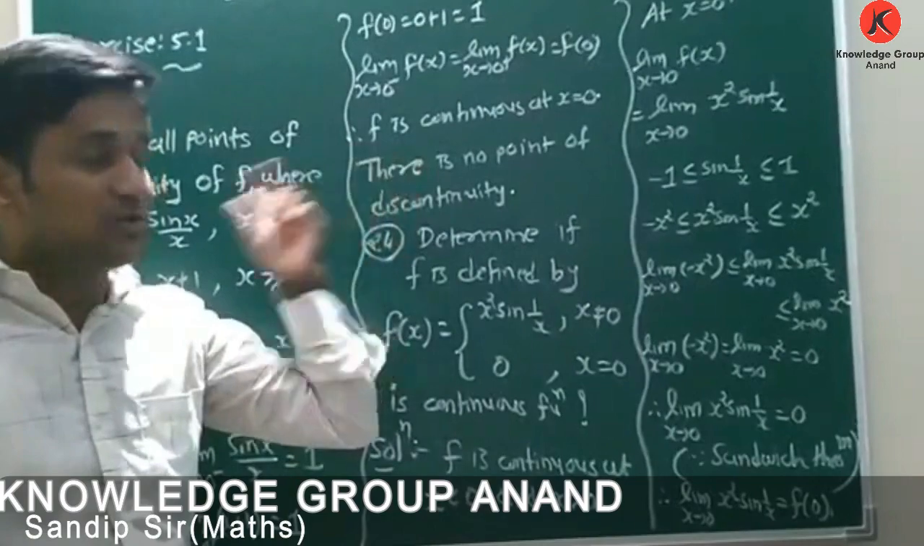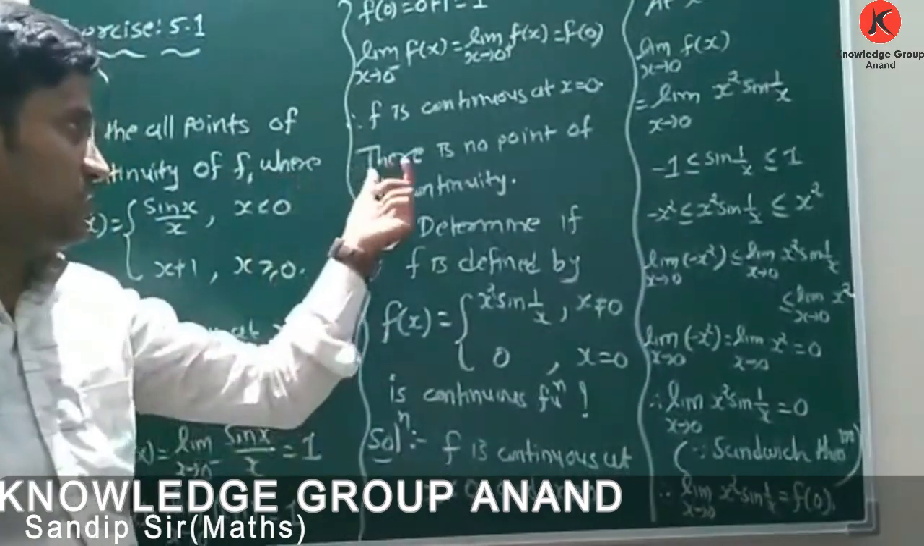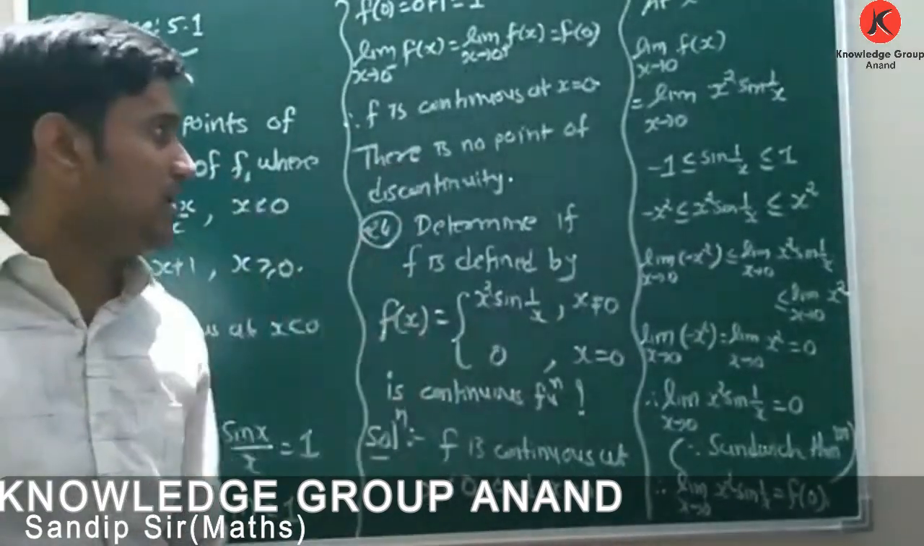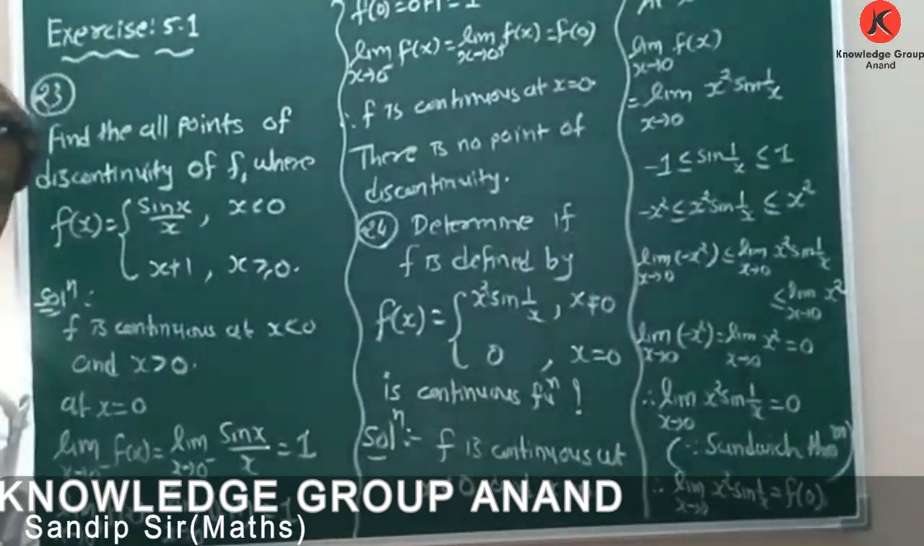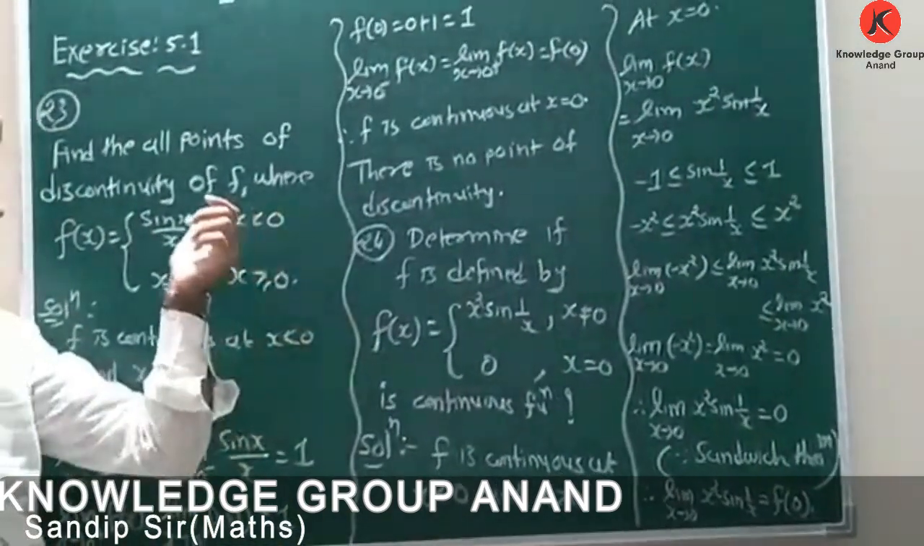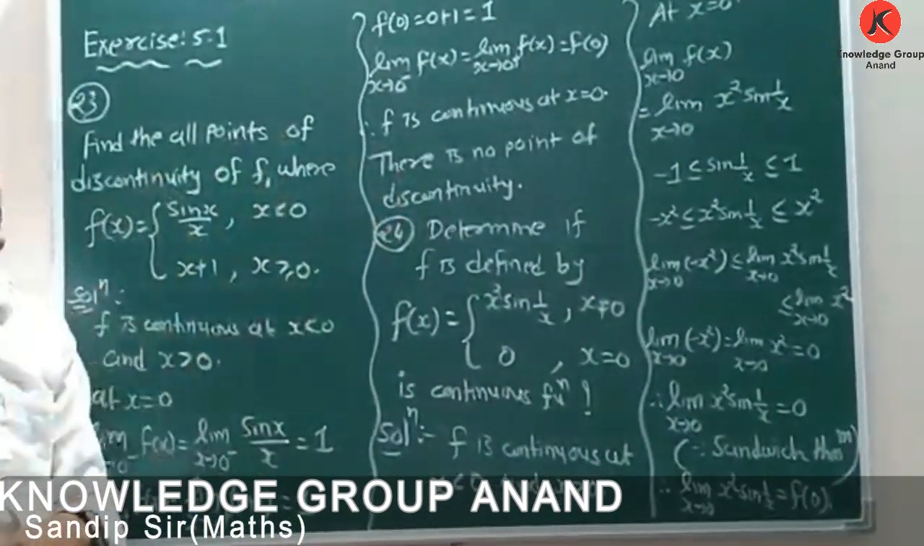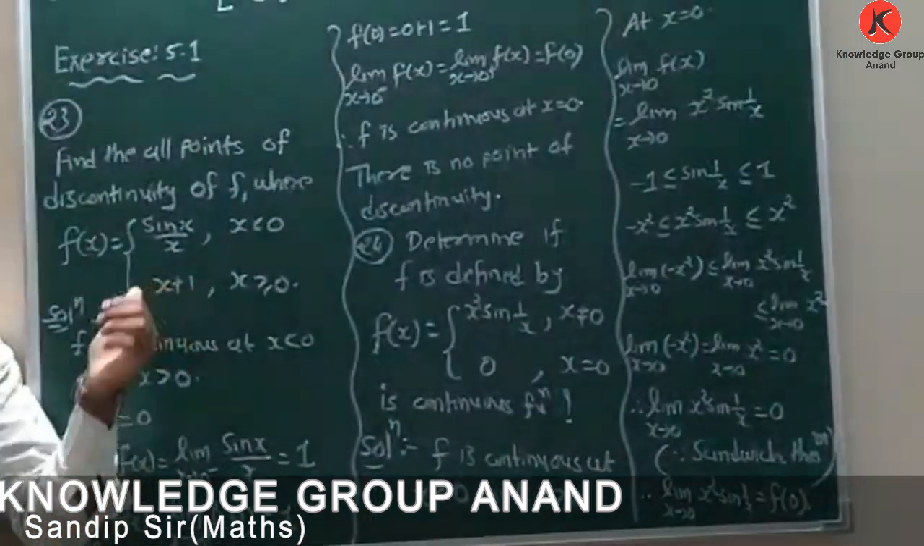Okay, so it can be written that at any point, that means there is no point of discontinuity. That means at any point, the given function is not discontinuous.